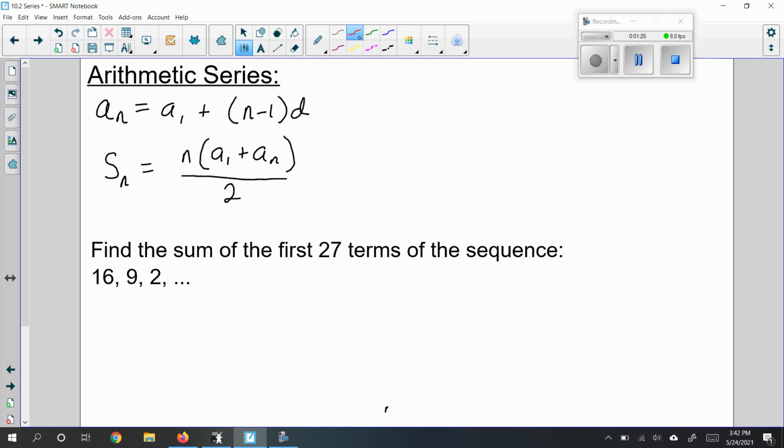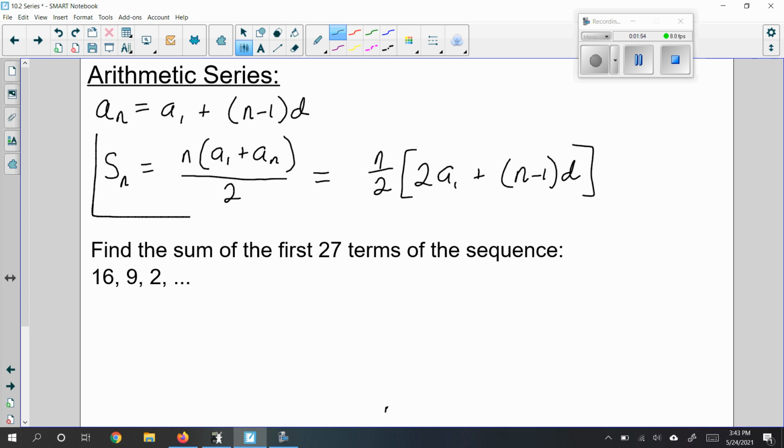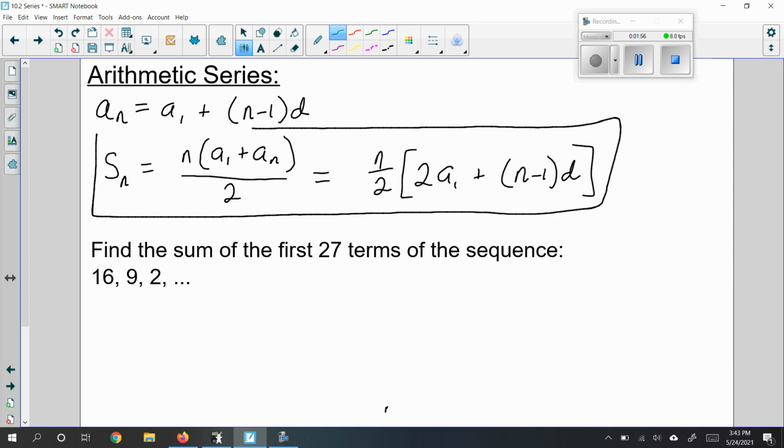Now, we can plug this top formula in for a sub n and get another formula. So an alternate formula for the sum of a series is n over 2 times 2 a sub 1 plus n minus 1 times d. Both of these formulas can be used to find the sum of an arithmetic series. So let's take a look at this example.